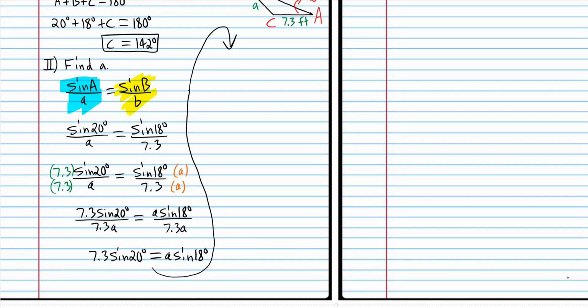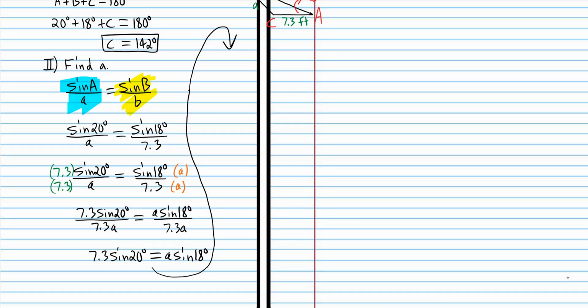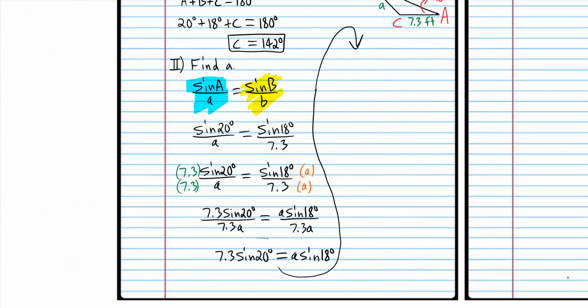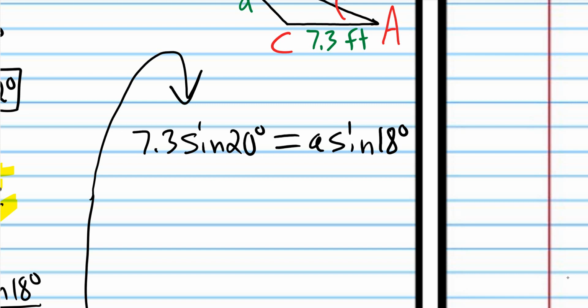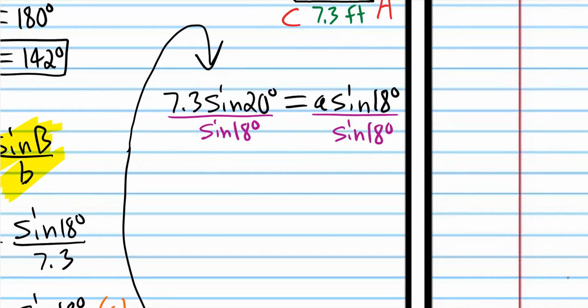And I'm going to rewrite this equation, copy and paste it. And then I'm going to divide both sides of the equation by sine 18 degrees. And what that's going to do is it's going to cancel out these sine 18 degree expressions. So we have 7.3 times sine 20 degrees over sine 18 degrees is equal to A.